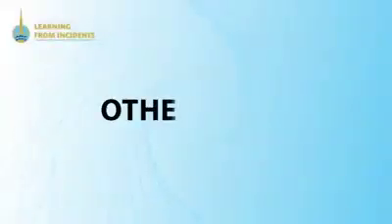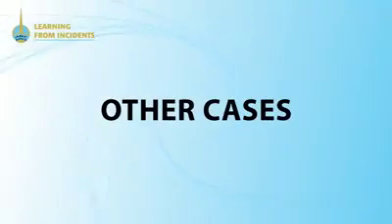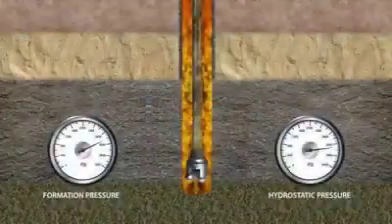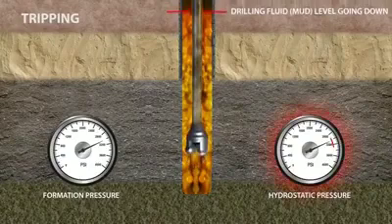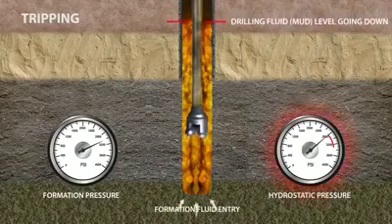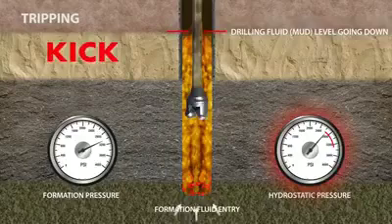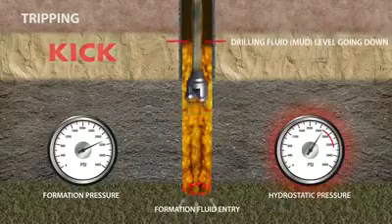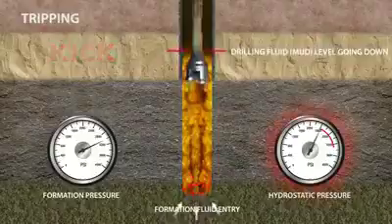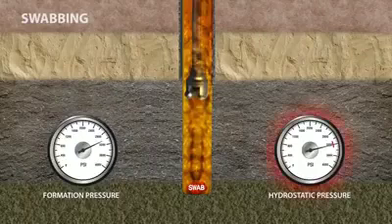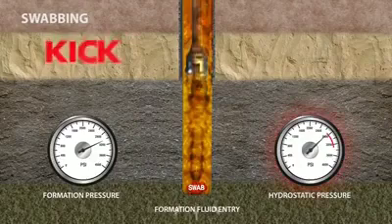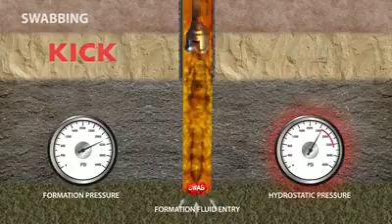There are other cases when a kick can occur. Let's review some of them. While tripping, if there is a failure to keep the hole full of mud to maintain adequate hydrostatic head, then the hydrostatic pressure will be less than the formation pressure, inducing a kick. Swabbing while pulling out of a hole too fast can produce a suction effect, resulting in a decrease in the bottom hole pressure large enough to allow formation fluids to enter the wellbore, creating a kick.